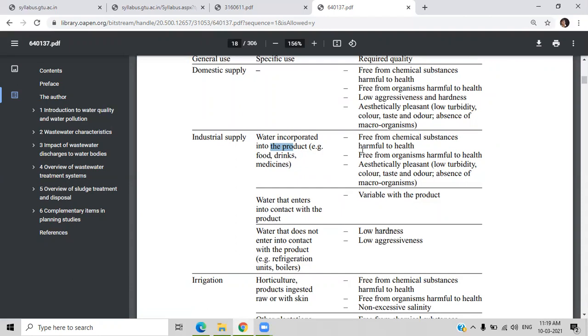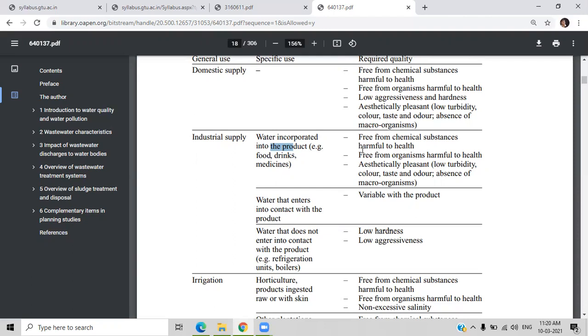When other kinds of industries require water that comes into contact with the product, the variety of products requires a variety of water qualities, so it varies with the product. For water that does not come into contact with the product, like refrigeration units and boilers, low hardness and low aggressiveness are required.